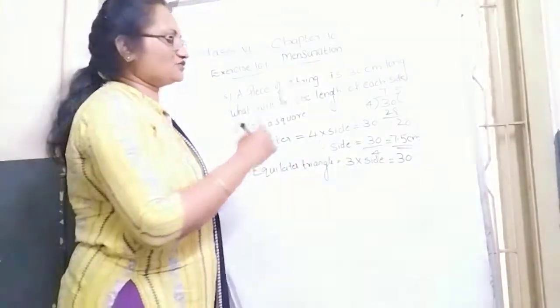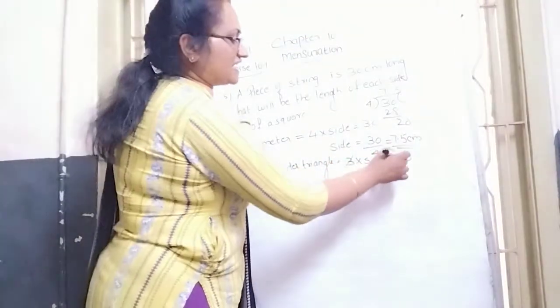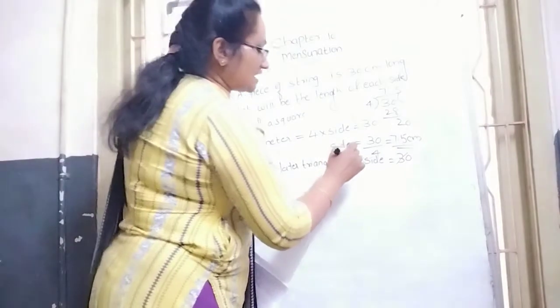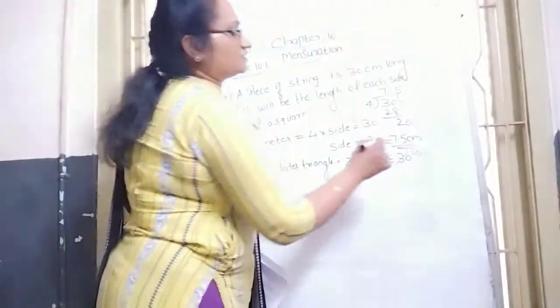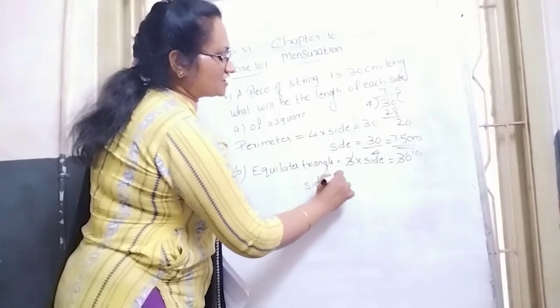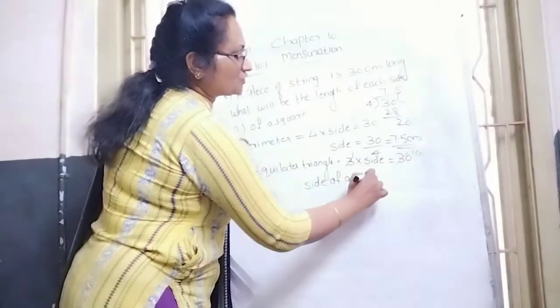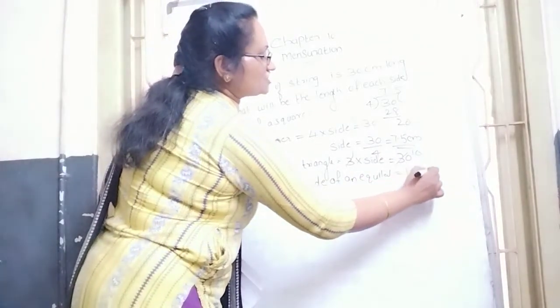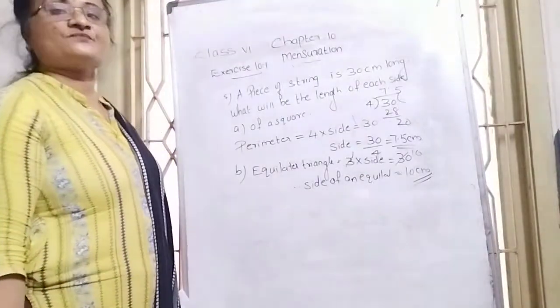Side value, how to find it? Right and left side cancellation is possible. After cancelling, we will get the side value. 3 table: 3 1s are 3, 3 10s are 30. Therefore the side of an equilateral triangle is 10 centimeter. That is the answer.